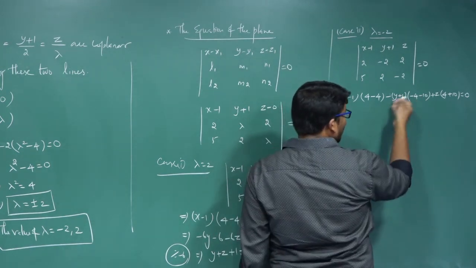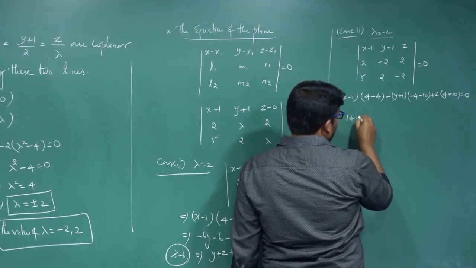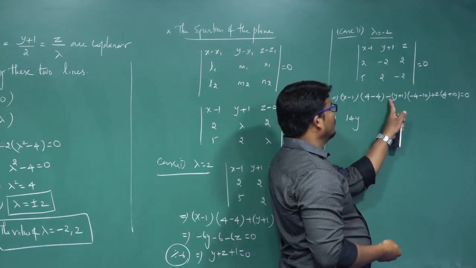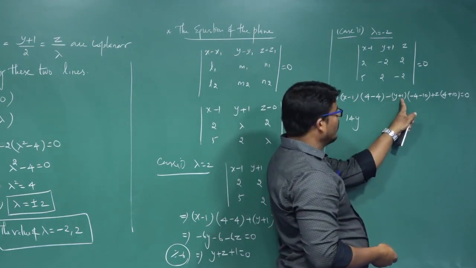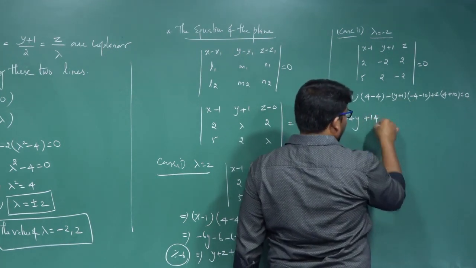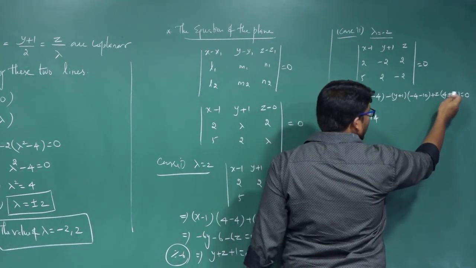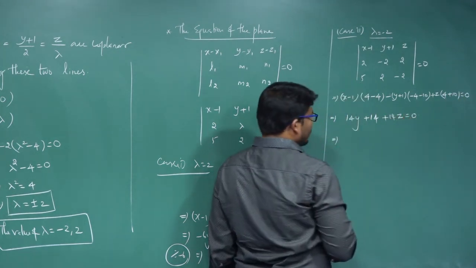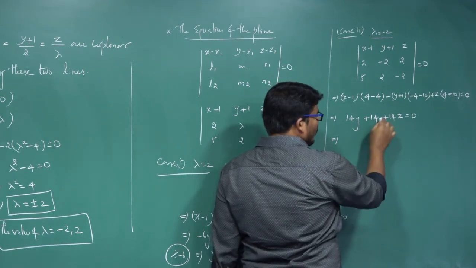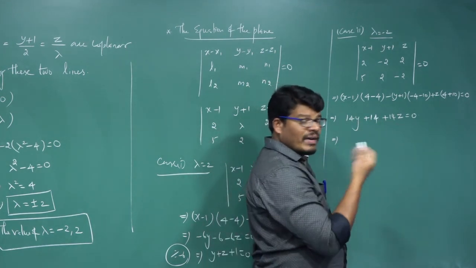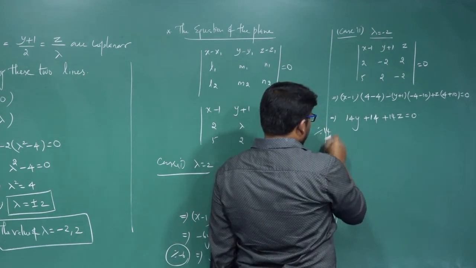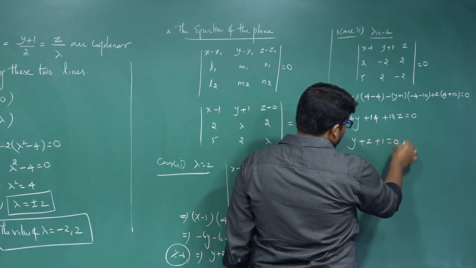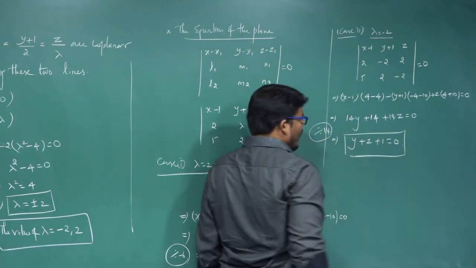Minus 14 multiplied by the minus sign gives plus 14y. For z, minus into plus is minus, and minus into minus 14 is plus 14; 10 plus 4 is 14, plus 14 equal to 0. That implies 14y plus 14z plus 14 equal to 0. Dividing this equation by 14, we get y plus z plus 1 equal to 0 as the equation of a plane.